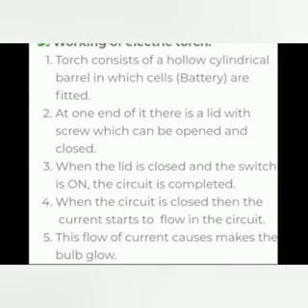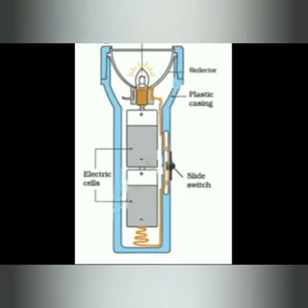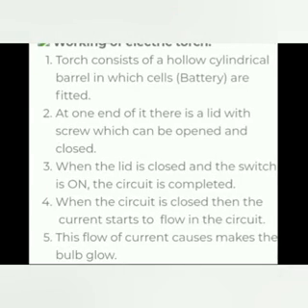Next, let us see the electric torch. This is the diagram of an electric torch. Bulb, reflector, plastic casing, slide switch, electric cells. So this is about our bulb. Then you can see the working of an electric torch.